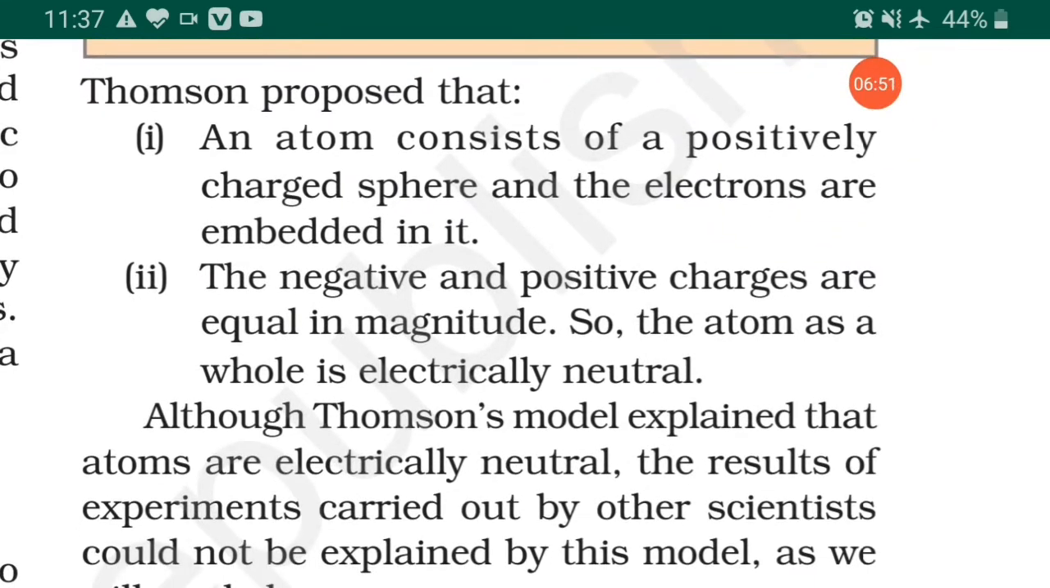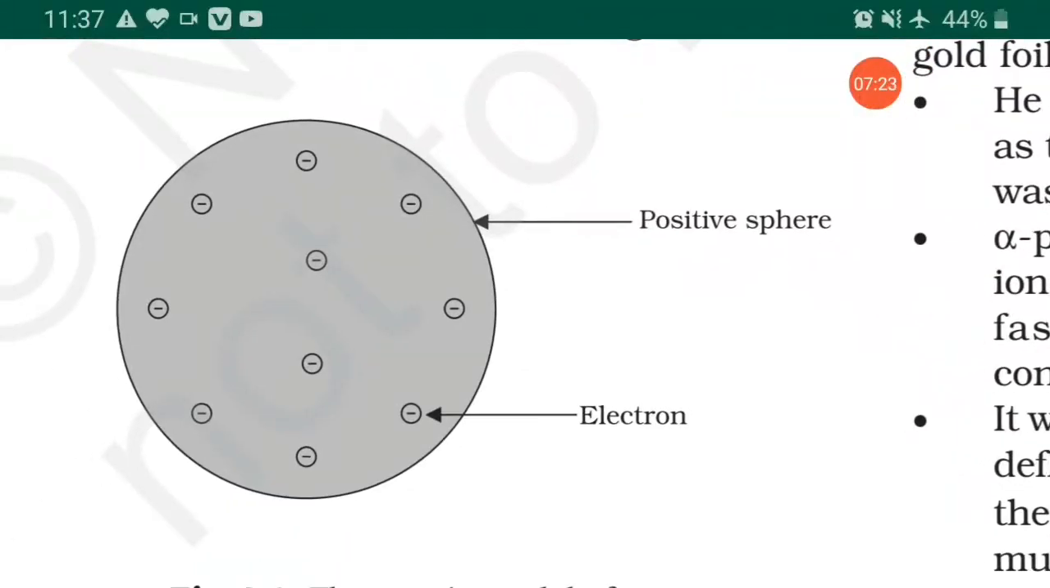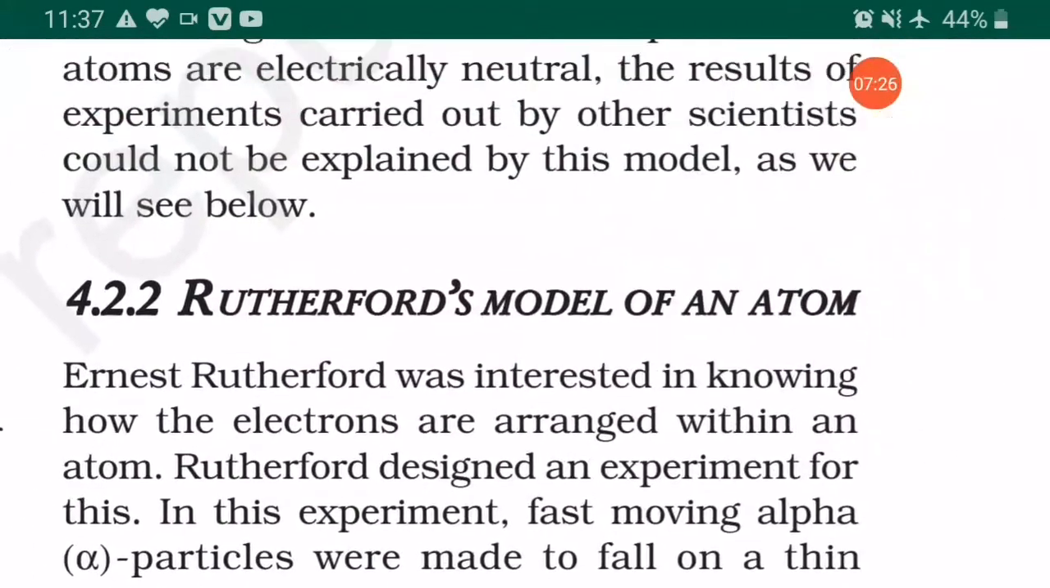So Thomson proposed this, and these are very crucial for your exam. What are the proposals given by J.J. Thomson from his experiment? First, an atom consists of a positively charged sphere, as you have seen in this diagram, and the electrons are embedded in it.